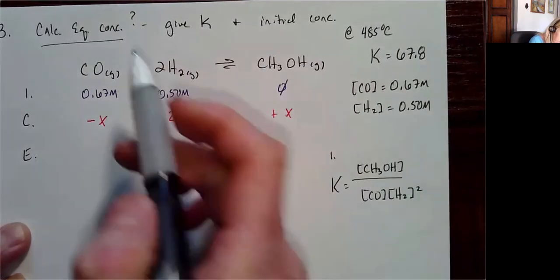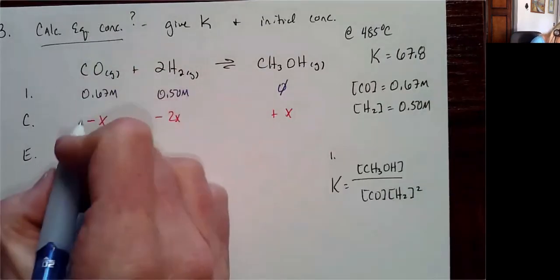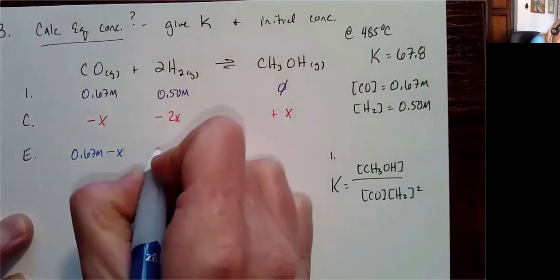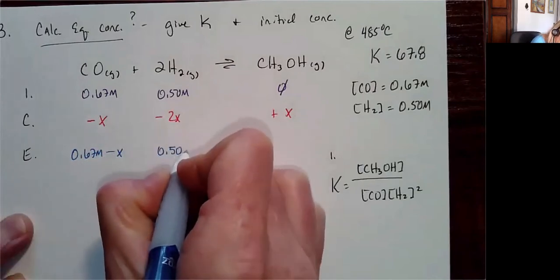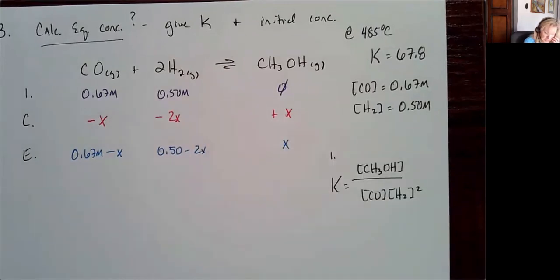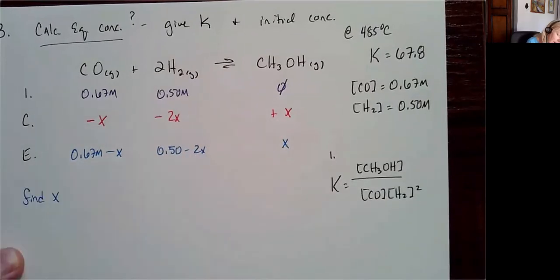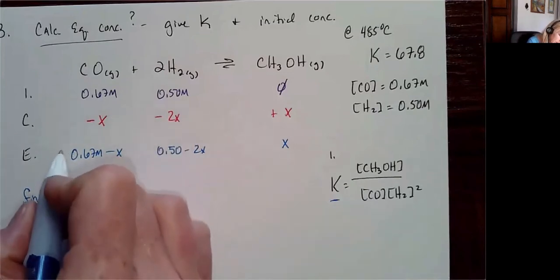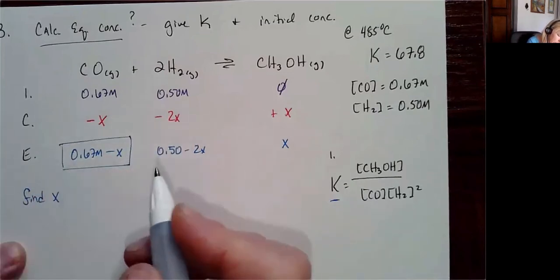So when I carry this all the way down, this is going to be 0.67 minus x, 0.50 minus 2x, and x. So now I need to find x. I also gave you K. So here's where I'm going to go back to my law of mass action, and I'm going to substitute all these in, because this is my equilibrium concentration for CO.